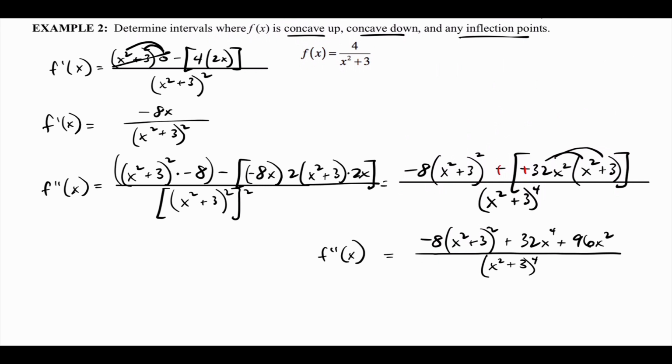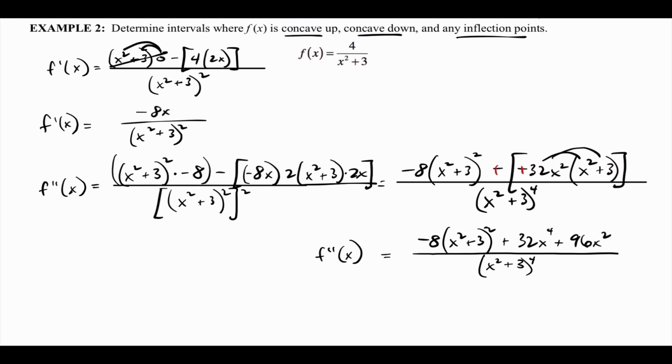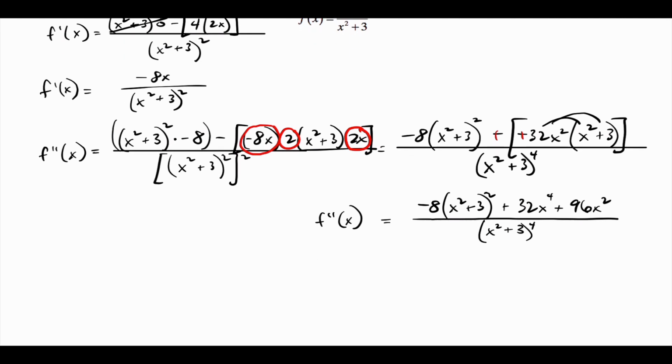So after I combine some like terms, distributed property, I multiplied these together to make negative 32. This is what I got. Negative 8 times x squared plus 3 squared plus 32x to the fourth plus 96x squared. And then the bottom was just x squared plus 3 to the fourth power. There's different ways to simplify it, but essentially that's what you're going to do there.